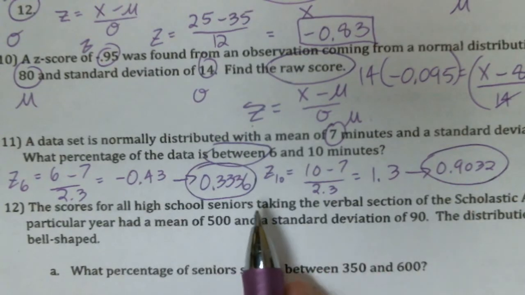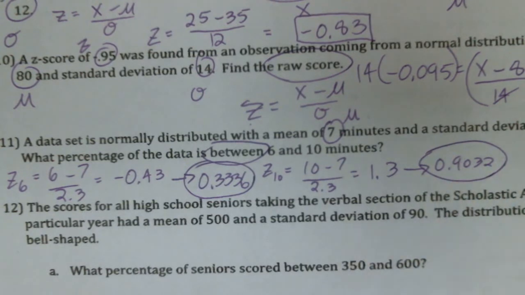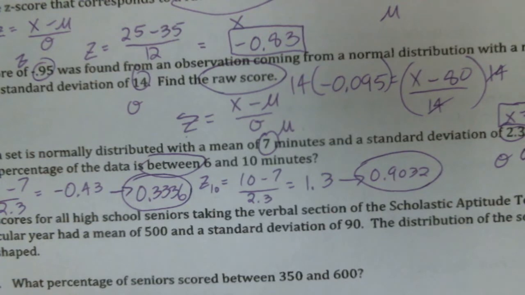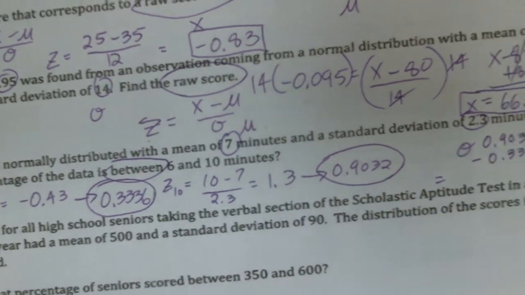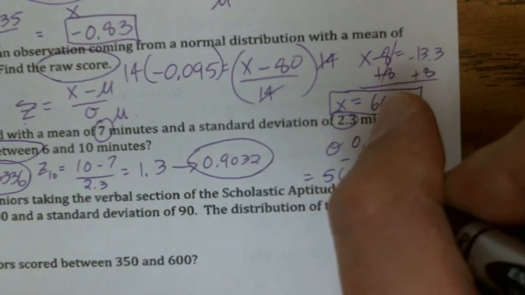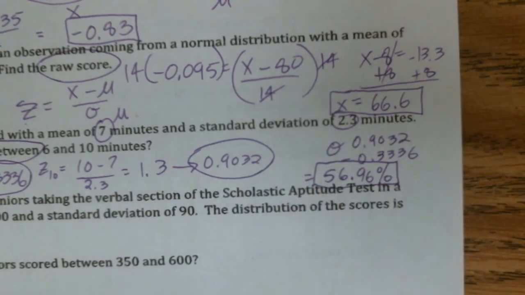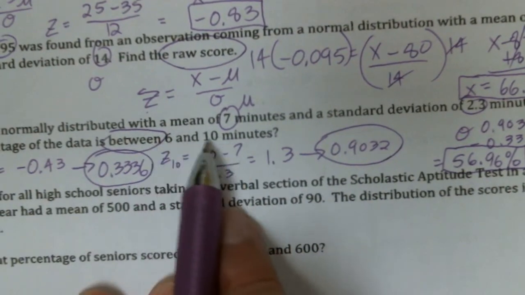You can subtract the decimals and then convert it to a percentage, or you can convert these percentages and then subtract the percentages. It doesn't matter, you get the same answer. So now I'm simply going to do 0.9032 minus 0.3336, and that comes out to be 0.5696. I'm just going to go ahead and move the decimal place 2 spots. That's going to be 56.96%. So 56.96% of the data is between these two values.